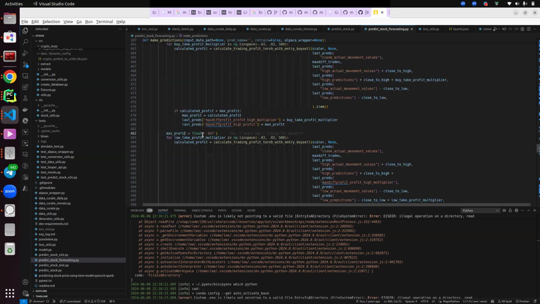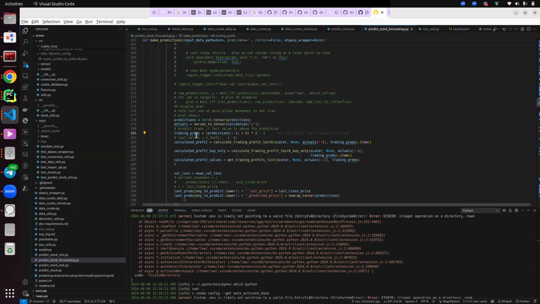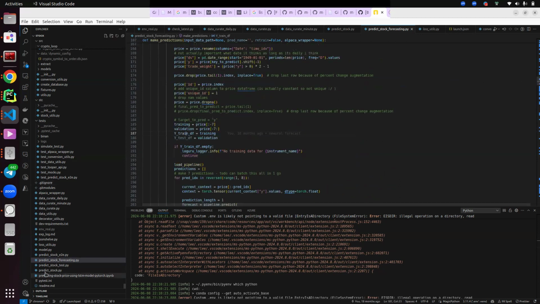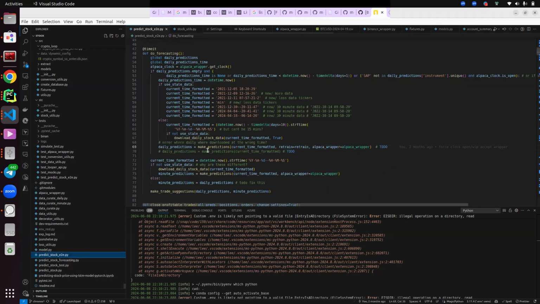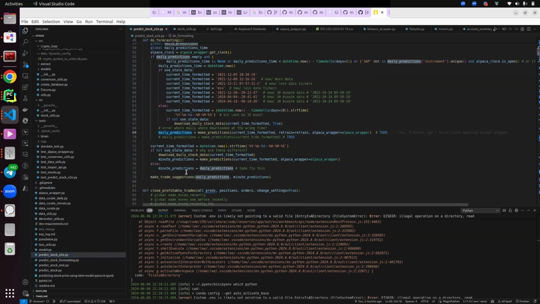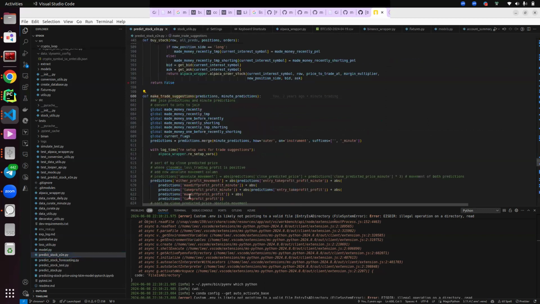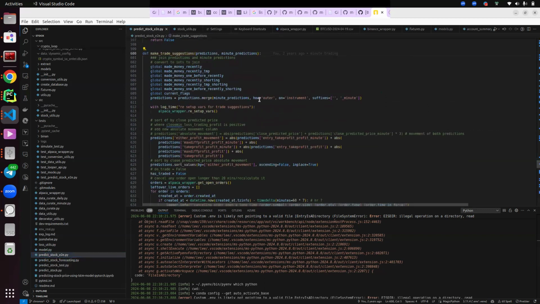And it spreads its risk as well. So after that neural prediction stuff, we then have a whole bunch more untested hacks that I've written on top of that.